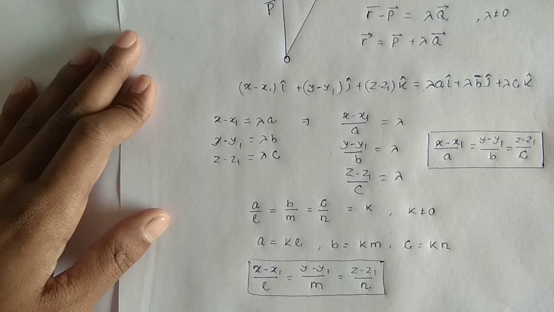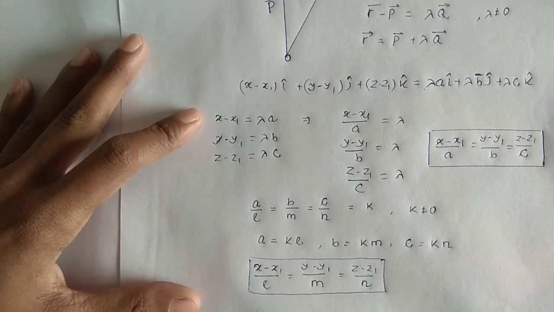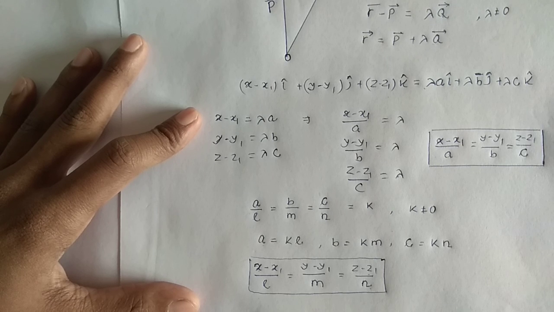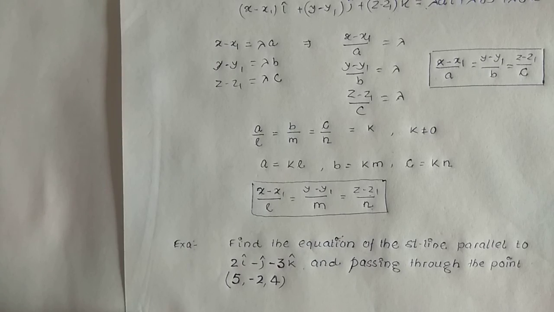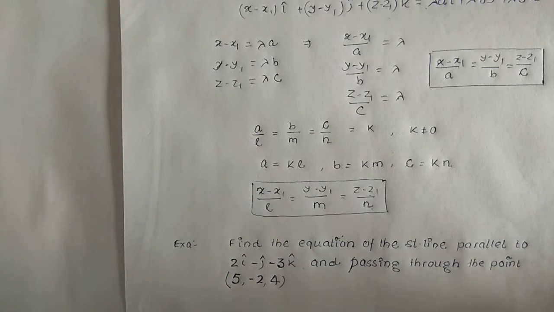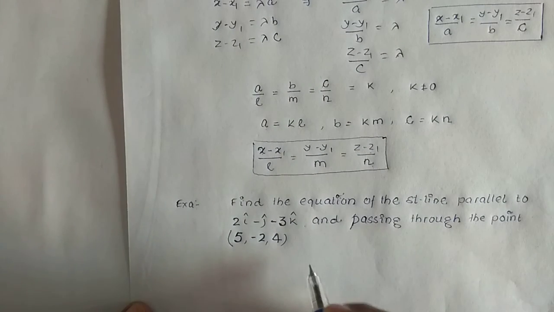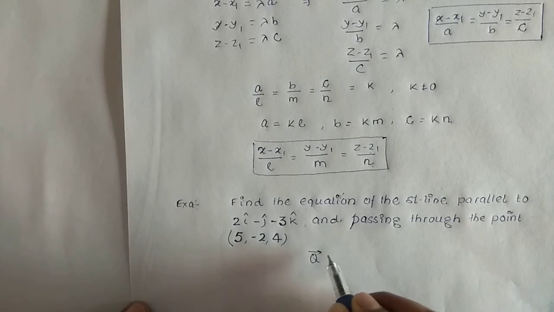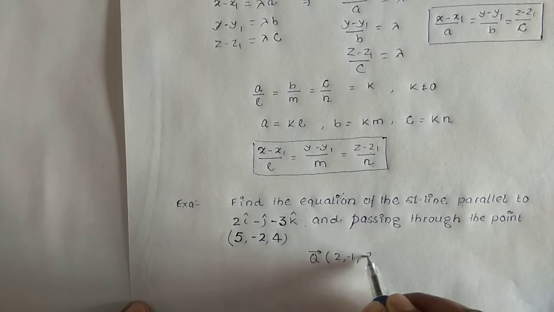Now let us take an example on this problem, and you try to understand. Here we have to find the equation of a straight line which passes through this point and is parallel to this line. In this question, this behaves as our vector q. This is vector q, which we may write as 2, minus 1 and minus 3.